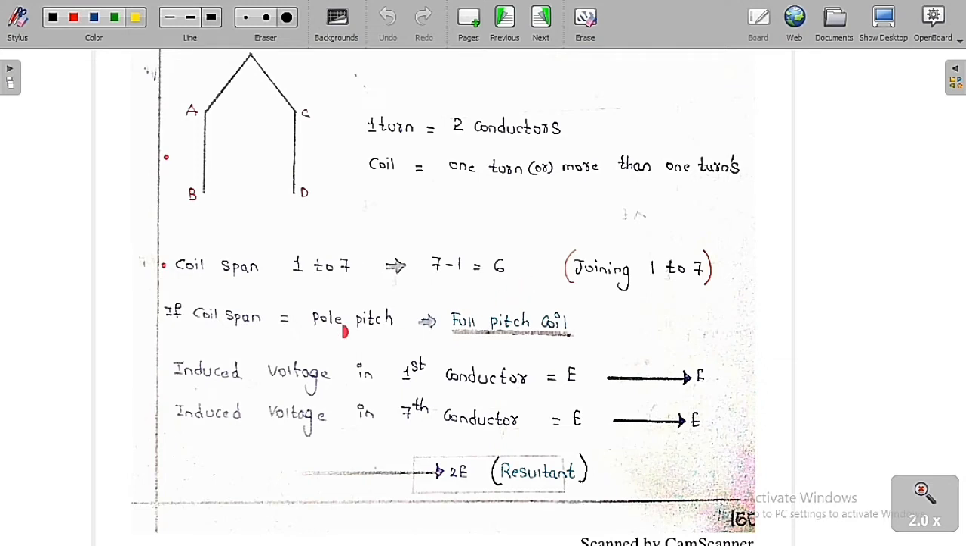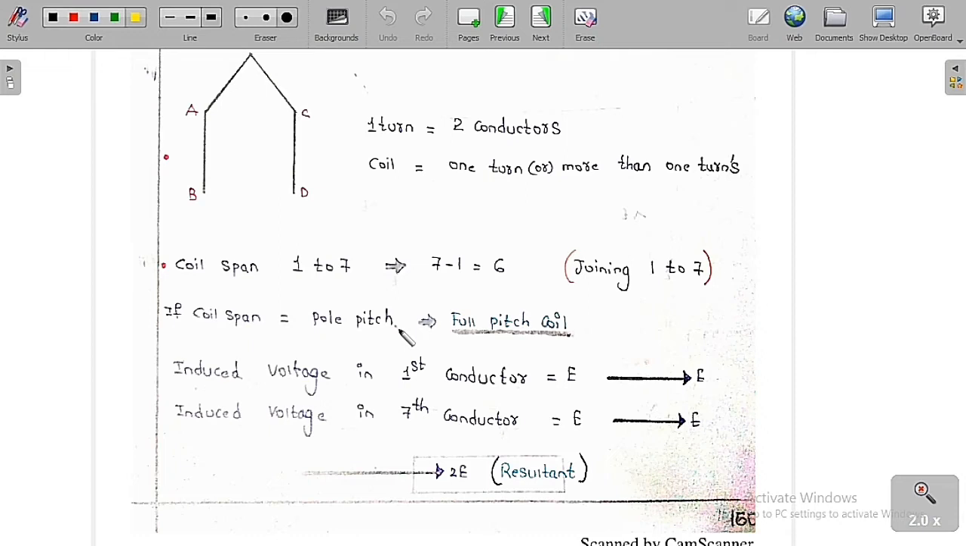For example, if the coil span is equal to the pole pitch, then only it is called a full pitch winding. Listen carefully: if the coil span is equal to the pole pitch, then only it is a full pitch winding. Otherwise, if the coil span is lesser than the pole pitch, it is called a short pitch winding, or short pitch coil. If the coil span is greater than the pole pitch, it is called an over pitch winding, or simply an over pitch coil.